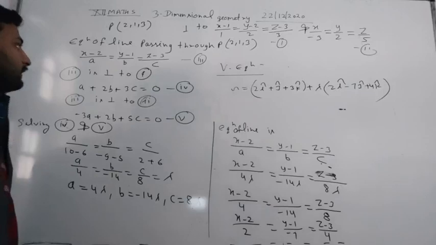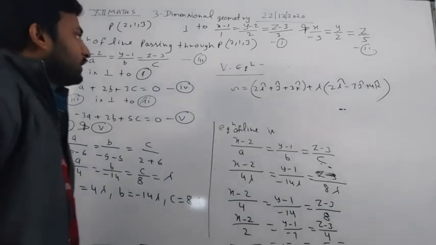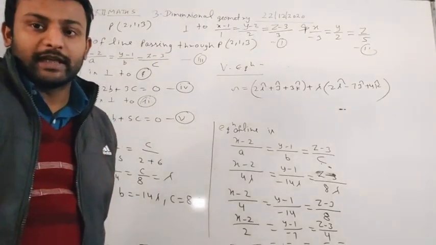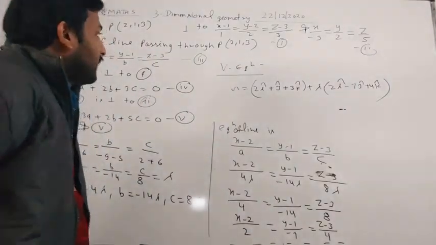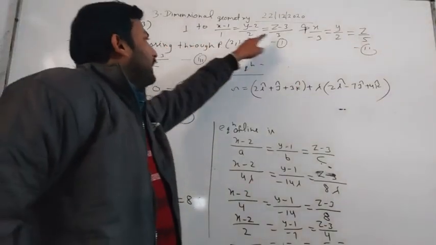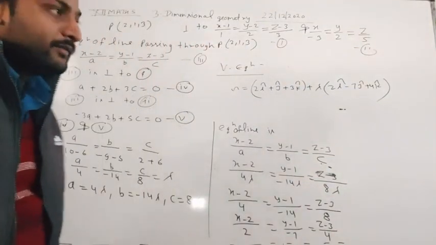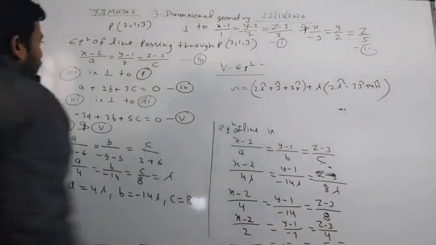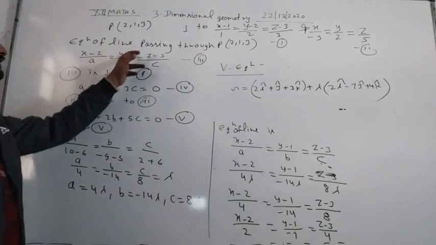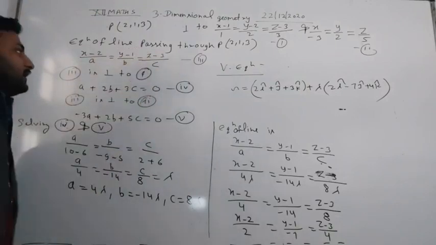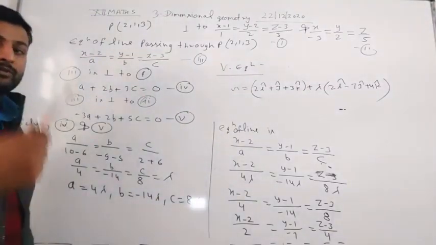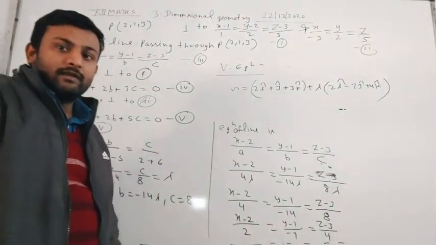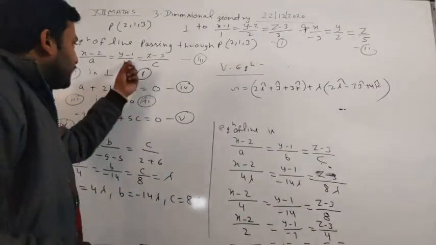Let's see once again what we have done in this question and what was given. So students, we are given a point. We have to find out the equation of the line from that point which is perpendicular to line first and line second. Okay student. So our equation of the line passing through that point will be what? X minus x1 by a, y minus y1 by b, z minus z1 by c. This is equation number 3. Now we have to find the value of a, b, c.